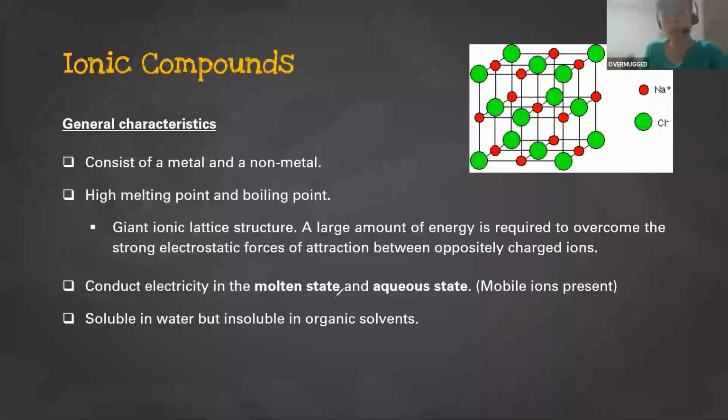Next, ionic compounds conduct electricity in the molten state and aqueous state in general due to mobile ions. Electrical conductivity always links back to mobile ions and mobile electrons. If you have either one, you can conduct electricity. Ionic compounds are generally soluble in water but insoluble in organic solvents. For this, the exceptions you need to know will be under the salts chapter. In the salts chapter, we learn about ionic compounds, or salts, that are insoluble in water. So those are the exceptions.